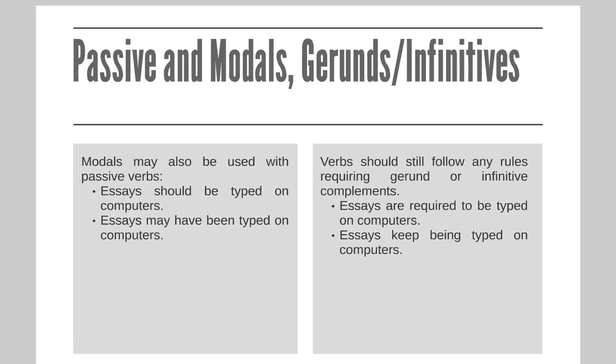A few more things about forms of passive. First, you may use the passive with modals, like essays should be typed on computers. So should be is the verb to be with a modal in front of it. Or essays may have been typed on computers. That's the past form with a modal.